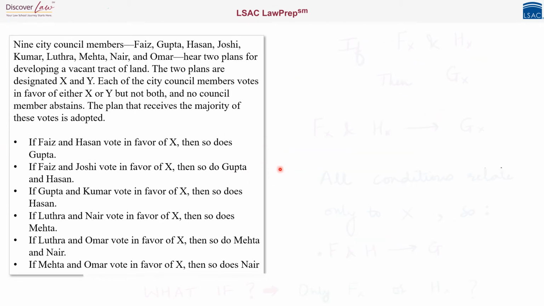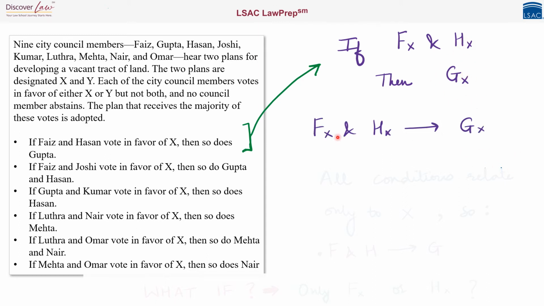So let us take the first condition here and see as to how we can efficiently represent that. It says that if F and H vote in favor of X, then so does G, which means that if F votes for X, H votes for X, then G votes for X. I can write this as FX and HX results in GX. Okay, this is a directional condition.